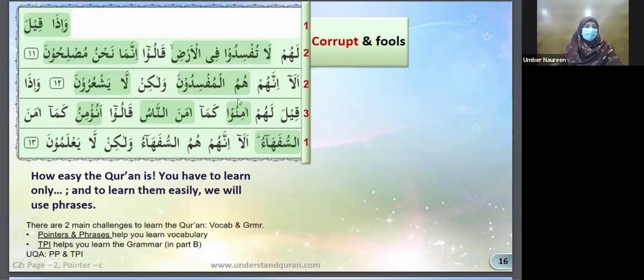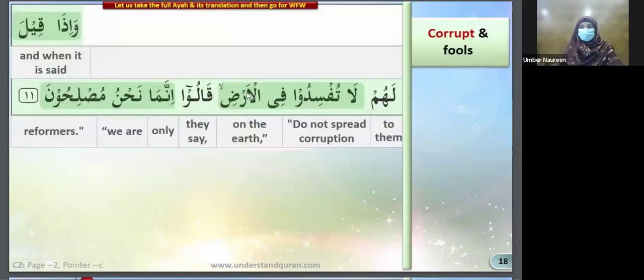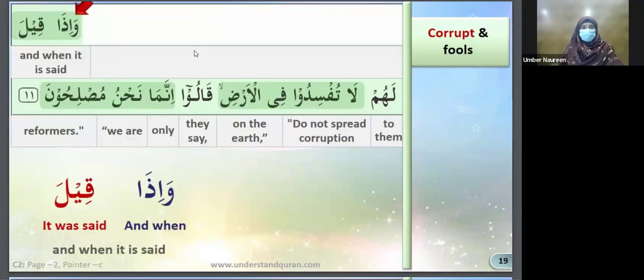Inshallah ta'ala, we will learn this through the phrases and TPI method. Now let's look at the word for word and phrase for phrase translation. So first ayah: a'udhu billahi min ash-shaytan ir-rajim. Wa idha qila lahum la tufsidu fil-ard qalu innama nahnu muslihun. Wa idha, you have told us that it is, and when. Qila is the passive of the qala table. Qila. You will repeat with me. What is it?